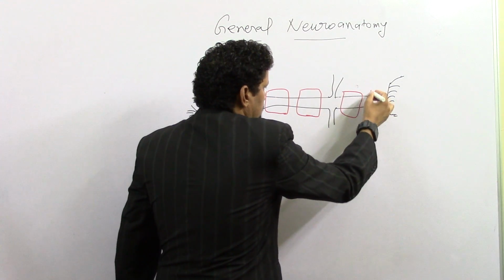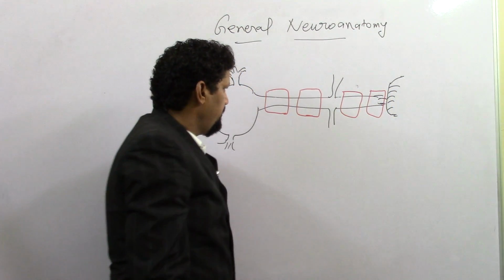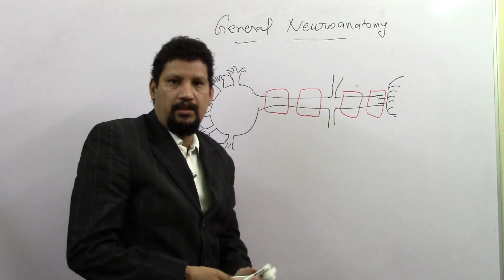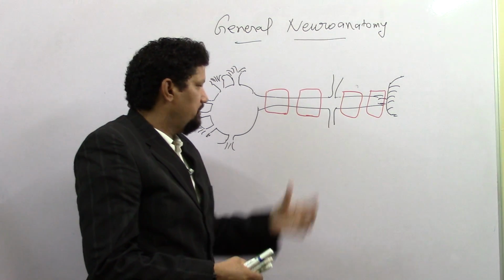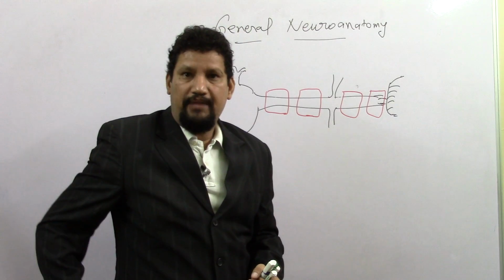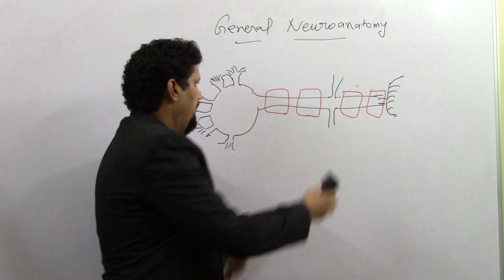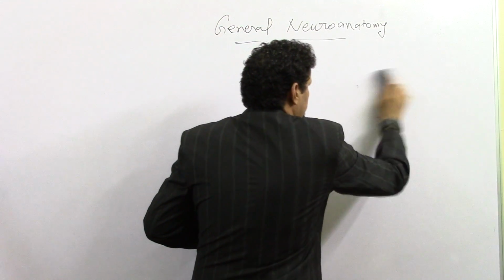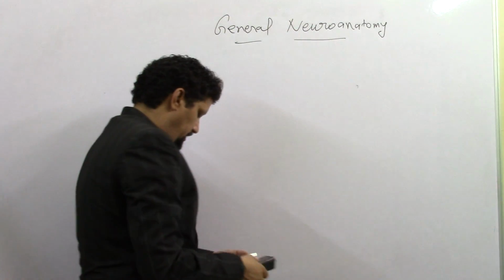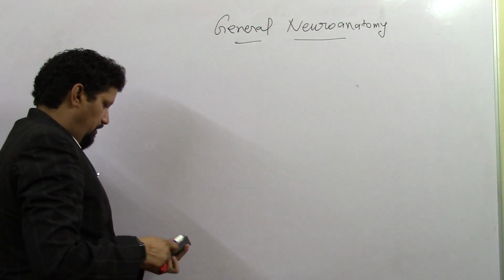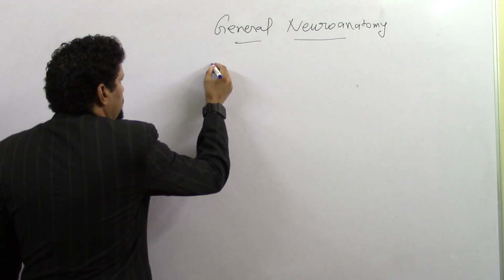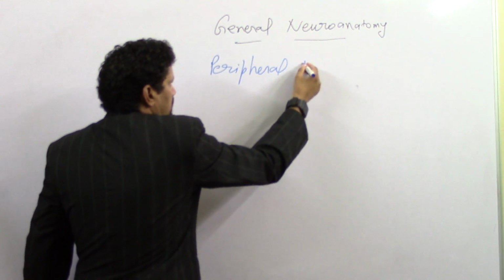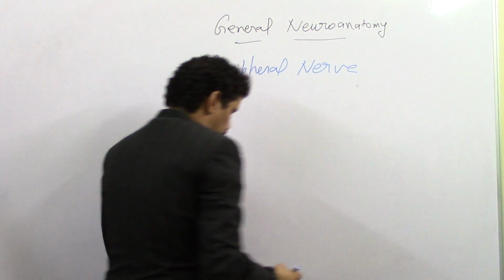So this is an insulator sheath formed by the glial cells. Now, the collection of these axons is known as peripheral nerve in PNS and tract in CNS. So, what is a peripheral nerve? And what is a tract?